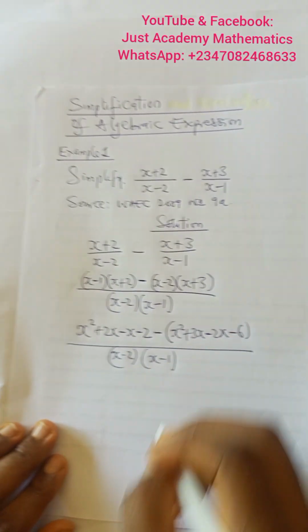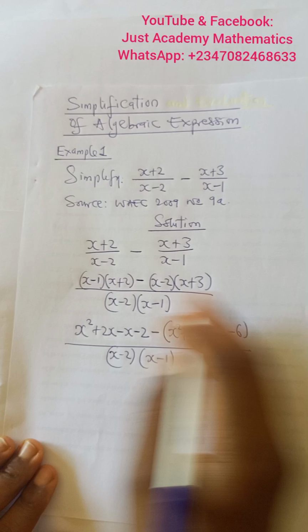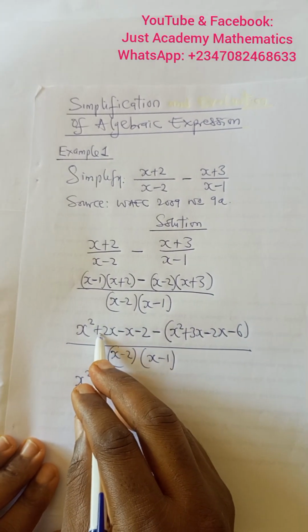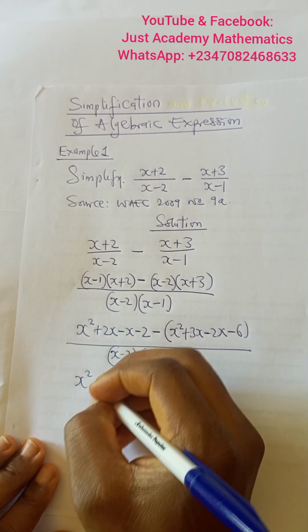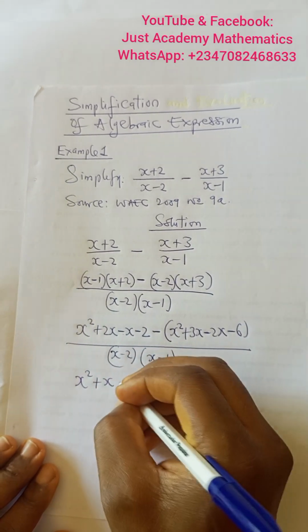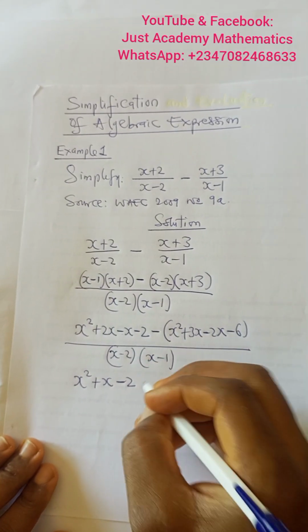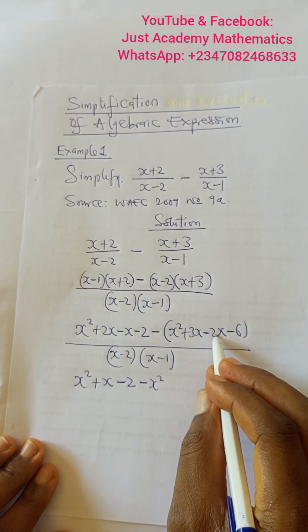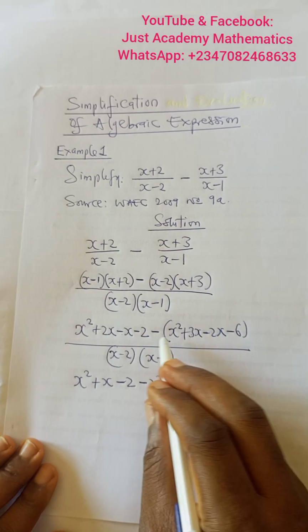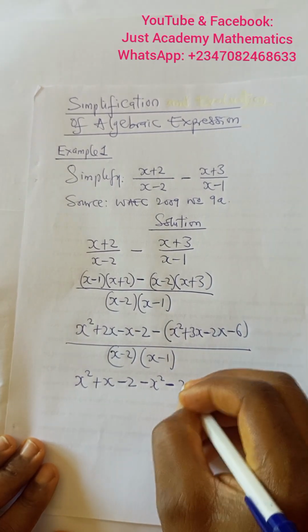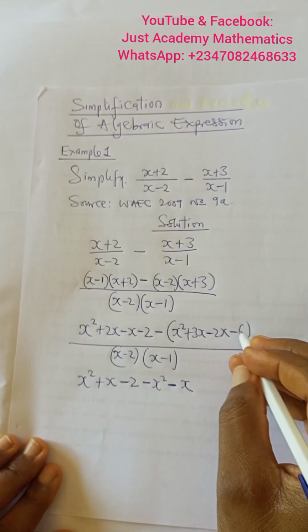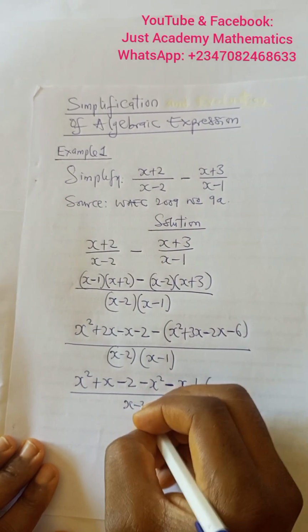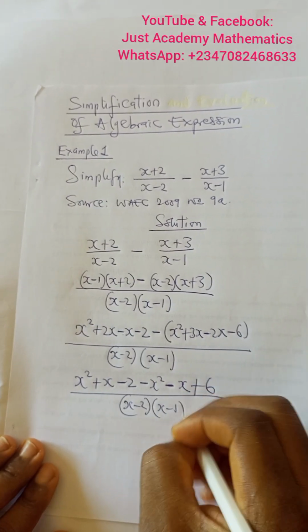times x minus 1. So of course we'll have to open the bracket to have that x squared, this 2x, minus x will give me plus x, that is 1x, minus 2. If you open this bracket, you have minus x squared, this 3x minus 2x is 1x. 1x times minus will give me minus x, that is minus 1x. Minus times minus will give me plus 6 over what? x minus 2 times x minus 1.